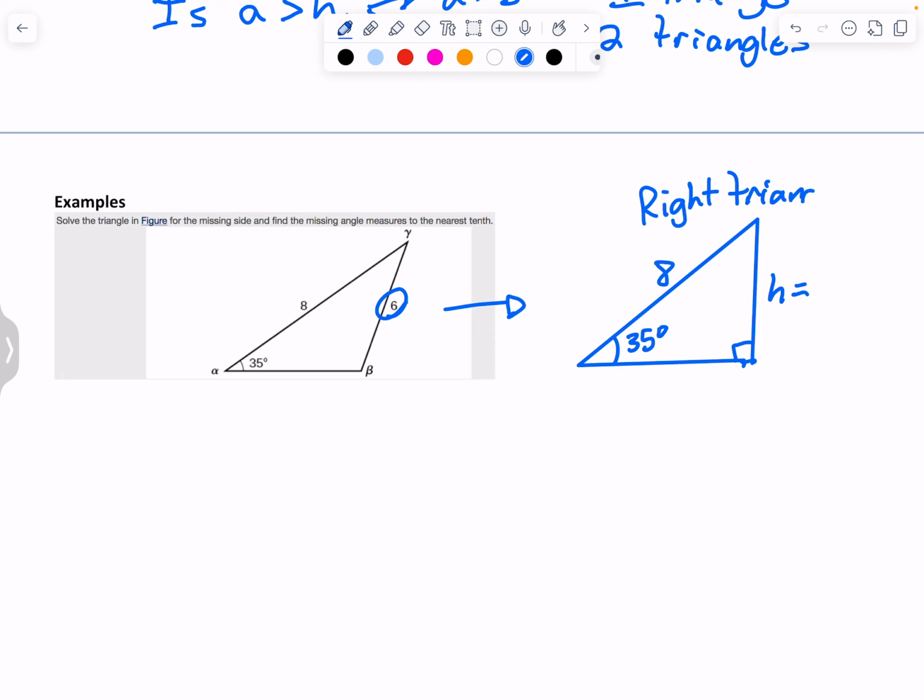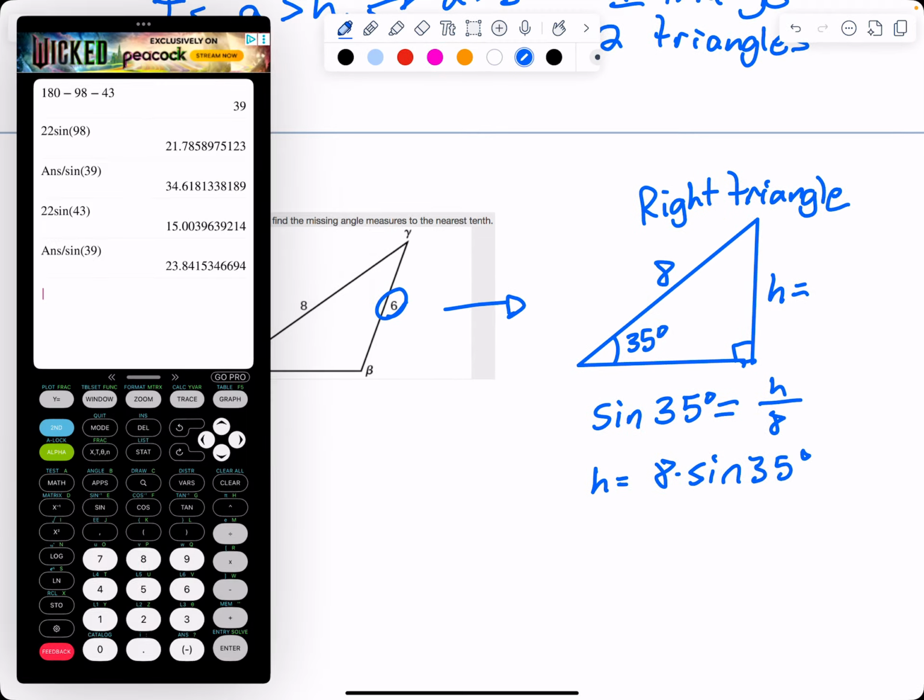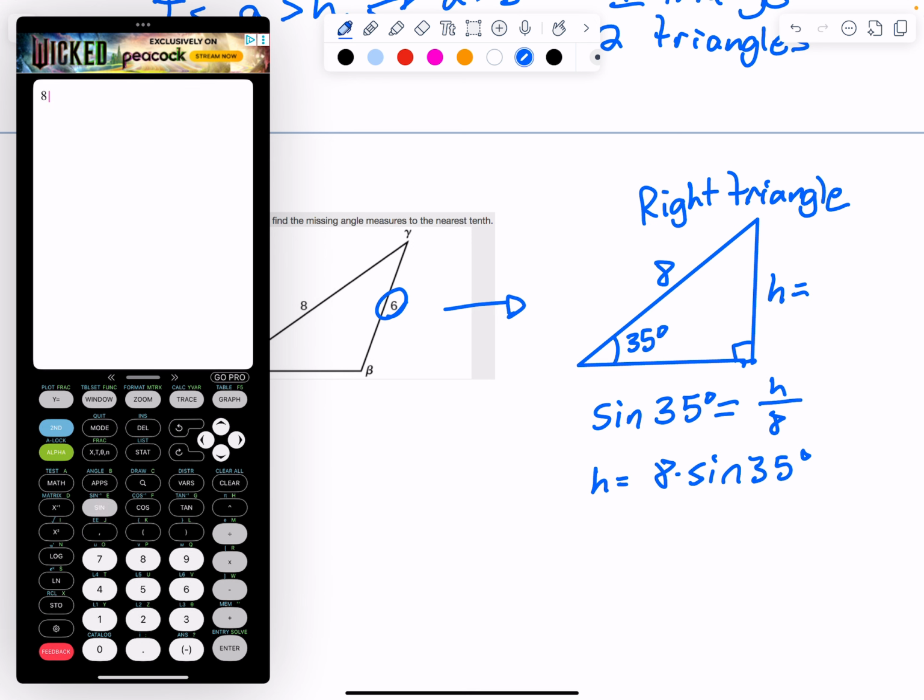So we always start there because if H is equal to 6 or H is greater than 6, we're done. There's no triangle, or we have a right triangle and we find the third side and the third angle. Okay, so let's find H. That's going to be sine of 35 degrees. We're using sine because we have H over 8, which means H is equal to 8 times sine of 35 degrees. So I'm going to type that in: 8 sine 35 degrees. It's about 4.6 if I round pretty hard.